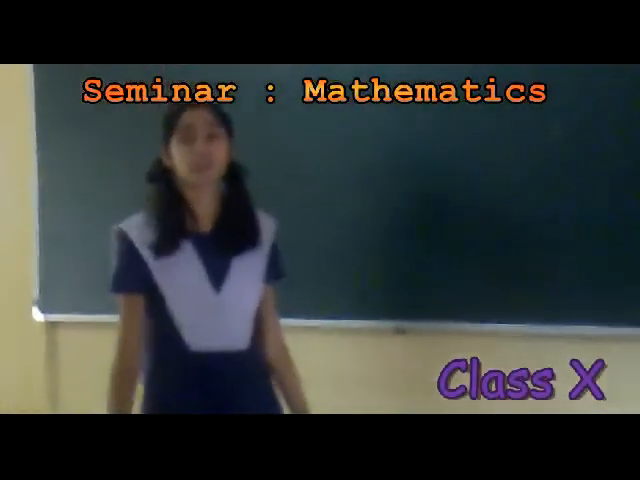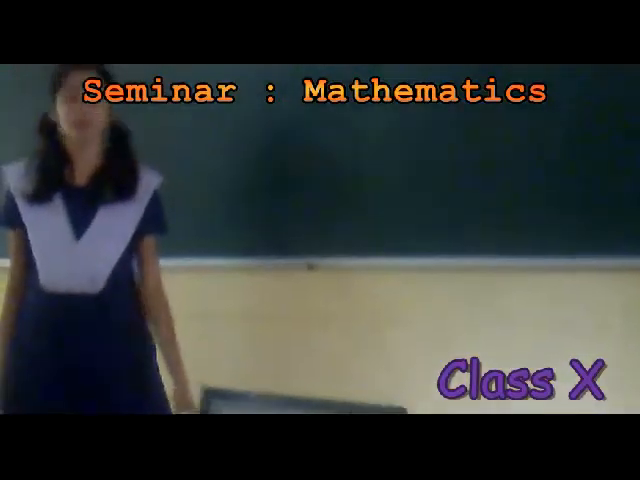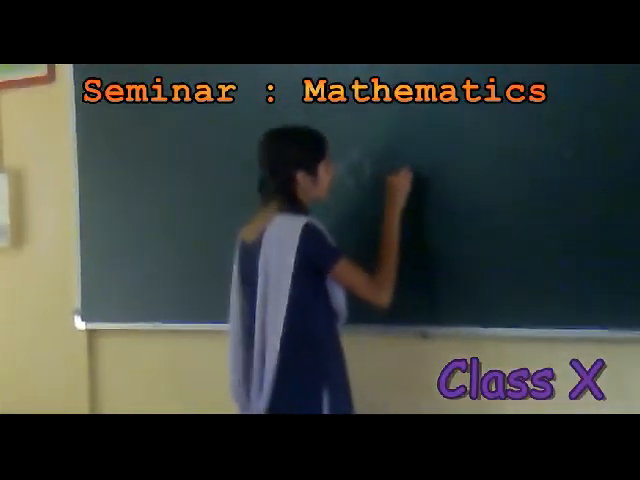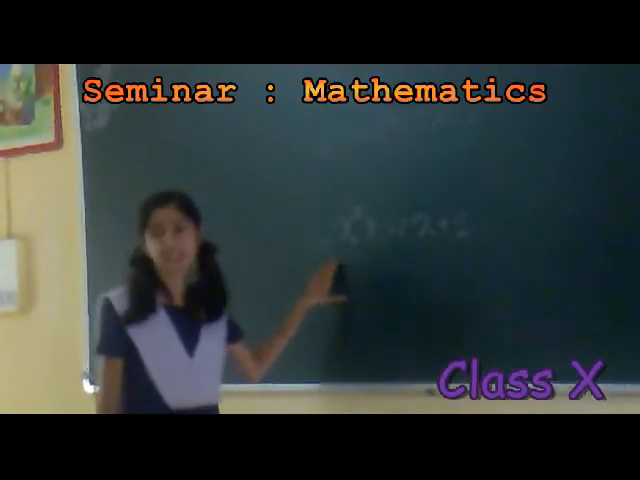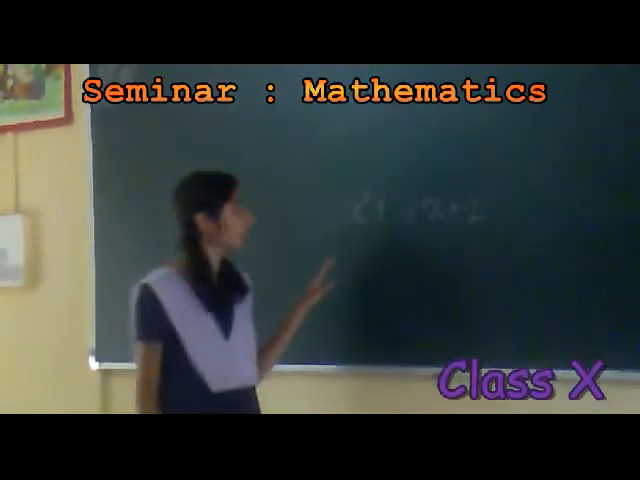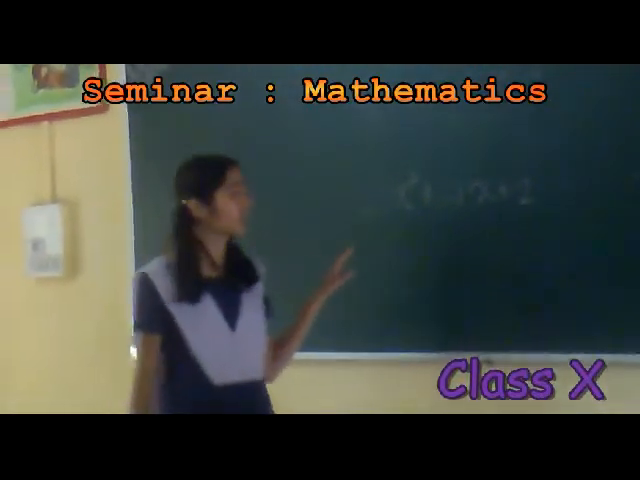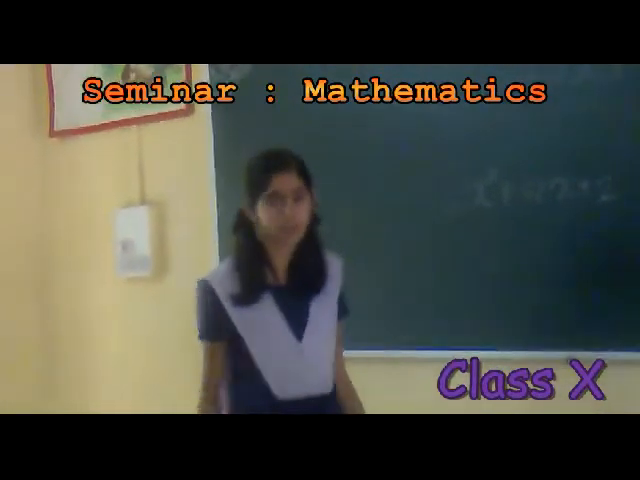The degree of the polynomial is the highest power of the variable. For example, here the degree of the polynomial is 2. This type of polynomial is known as the quadratic polynomial. Where the degree is 3, that polynomial is known as the cubic polynomial. And where the degree is 1, those types of polynomials are known as linear polynomials.